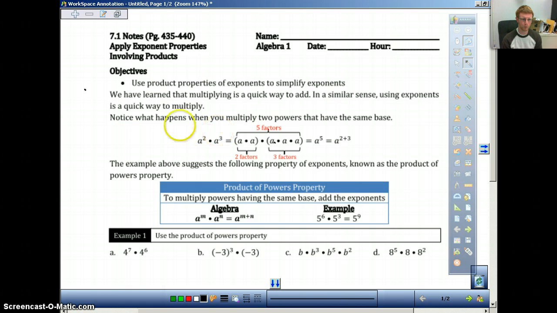Well, if you notice, if we're multiplying this all together, we have 2 a's here, we have 3 a's here, which gives us a total of 5 a's. So the property that we're going to deal with here is when we are multiplying two bases like this that are the same, we can just simply add our exponents. So it'll be 2 plus 3, which is 5. So our property here is a to the m times a to the n is just going to be a to the m plus n. All we're going to do is add these exponents.